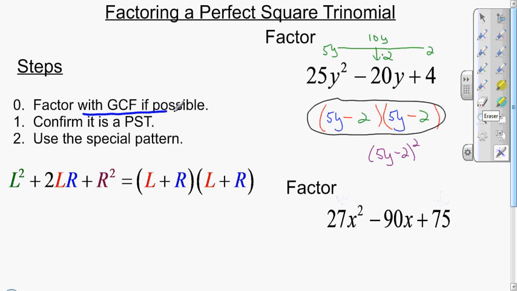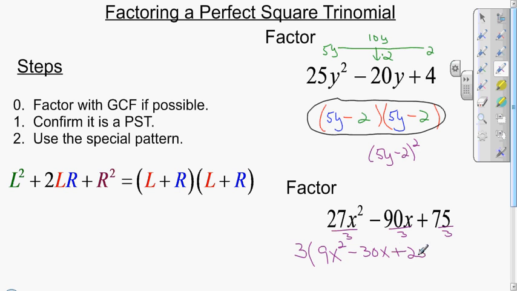So factor with GCF if possible. What is the GCF of 27, 90, and 75? I believe that it's 3. So I'm going to take a GCF of 3 out of this problem. And if I look back again, there's not an x in each term, so it's just 3. If you remember your GCF maneuvers, it's divide by the GCF to find the other factor. So we're going to get 9x squared minus 30x plus 25. It seems like it's a GCF problem.